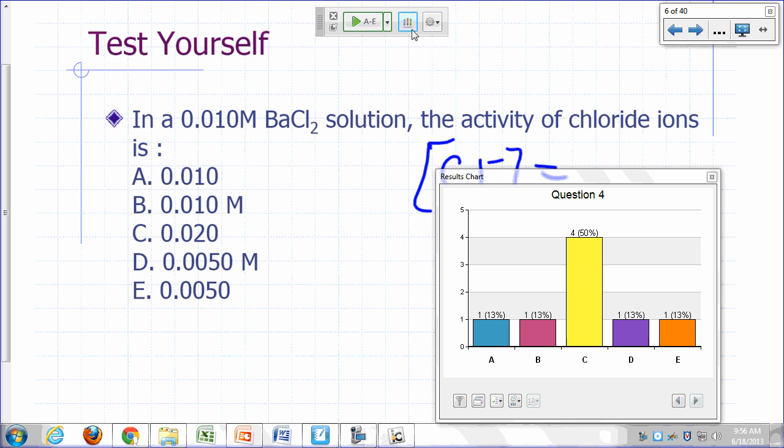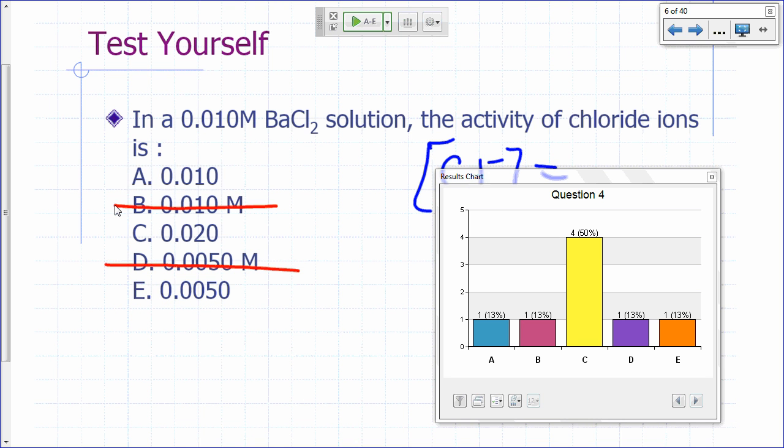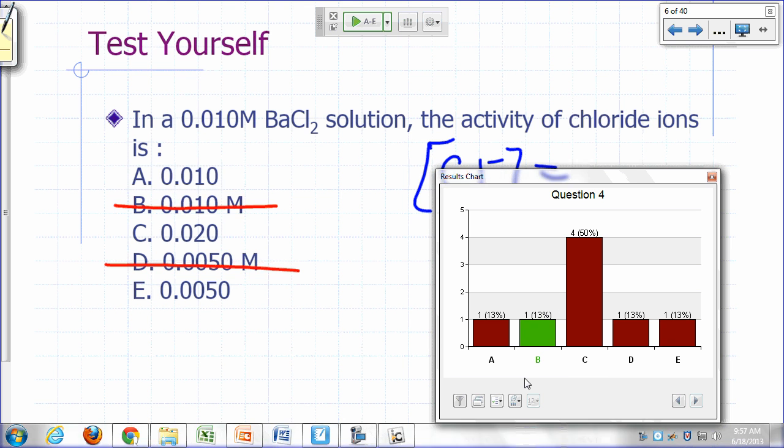Correct answer. What did we say activity was? It's a unitless quantity. It's for solids. In aqueous solutions, it's the numerical value of the molar concentration. So which one can you rule out right away? No unit, right? So that one's wrong.